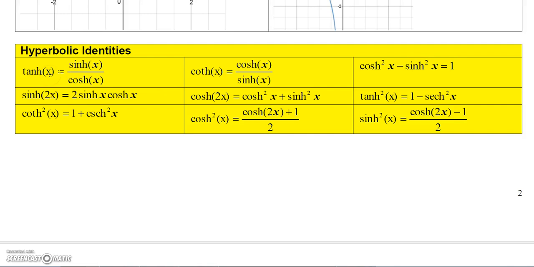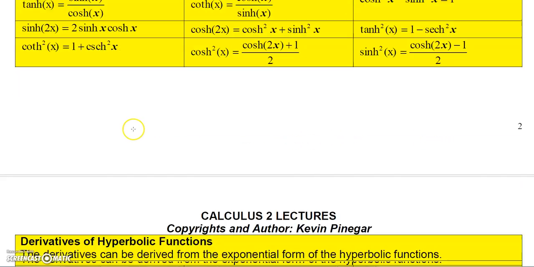Some other identities: hyperbolic sine of 2x is 2 times the hyperbolic sine of x times the hyperbolic cosine of x. Hyperbolic cosine of 2x is hyperbolic cosine squared x plus hyperbolic sine squared x. Hyperbolic tangent squared is 1 minus hyperbolic secant squared. Hyperbolic cotangent squared is 1 plus hyperbolic cosecant squared. Hyperbolic cosine squared is hyperbolic cosine of 2x plus 1 over 2, and hyperbolic sine squared of x is hyperbolic cosine of 2x minus 1 over 2.